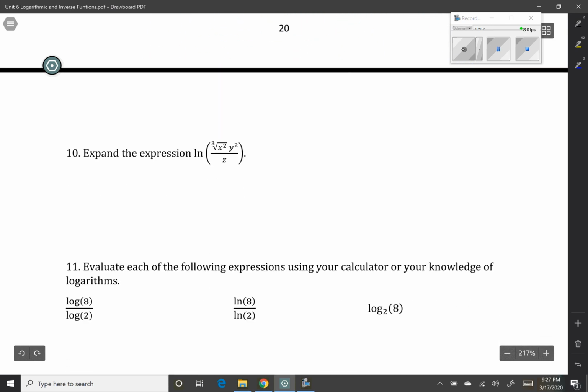So now I could expand a bunch of different expressions, like this next one. This would probably be the most difficult one I would ever give you. The first thing I want to do is make it so that I have 3 separate logs. So I'd rewrite this as a natural log of the cube root of x squared plus a natural log of y squared. And then I would subtract, because this z is in the denominator, the natural log of z.